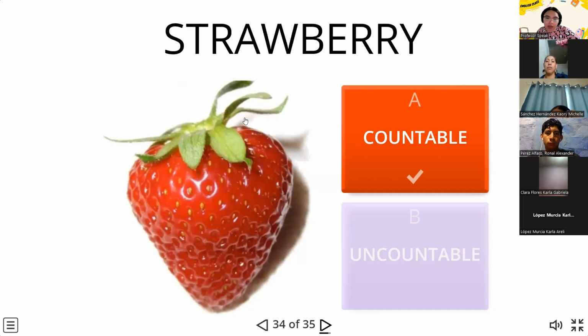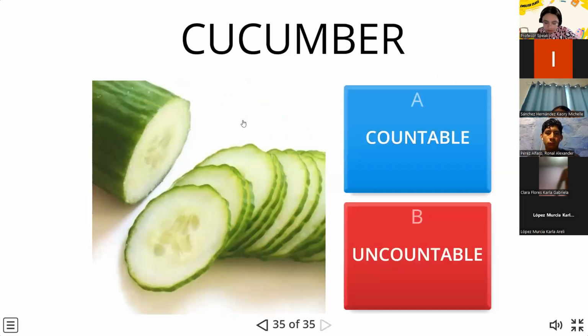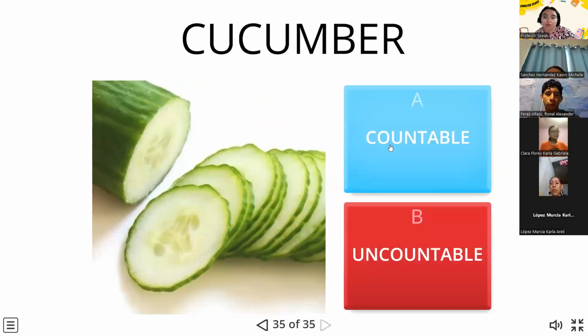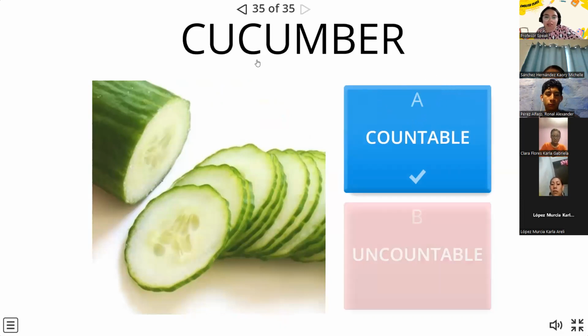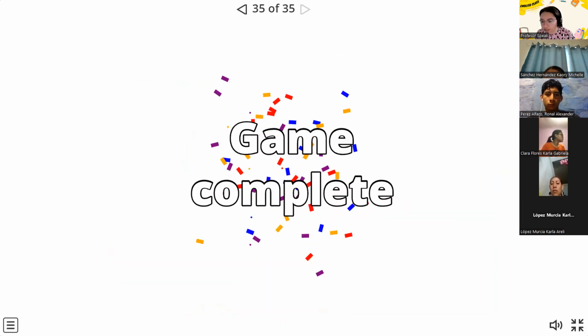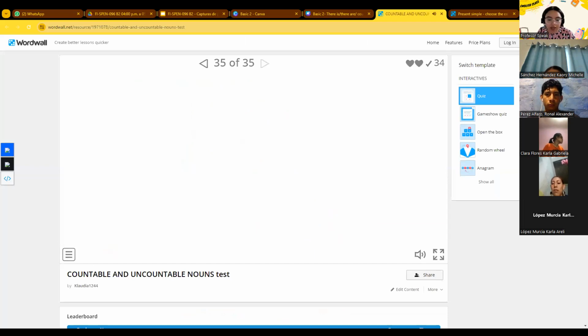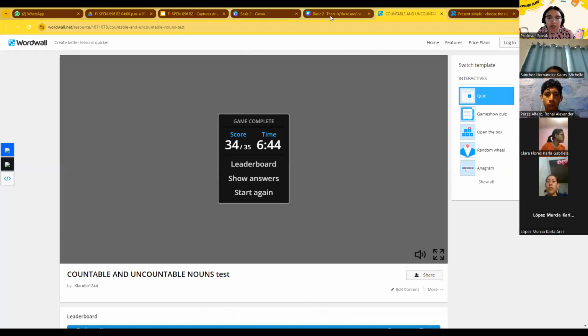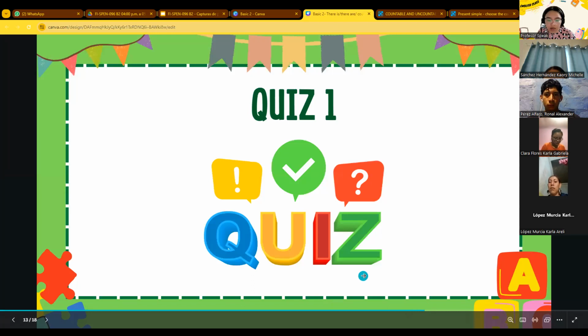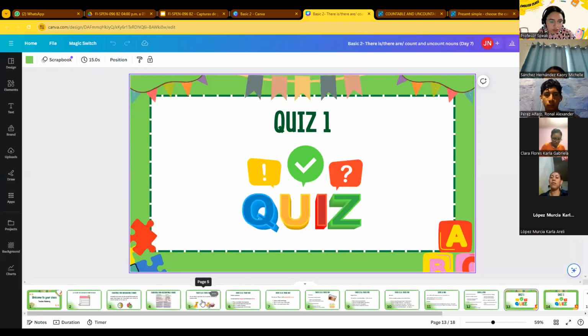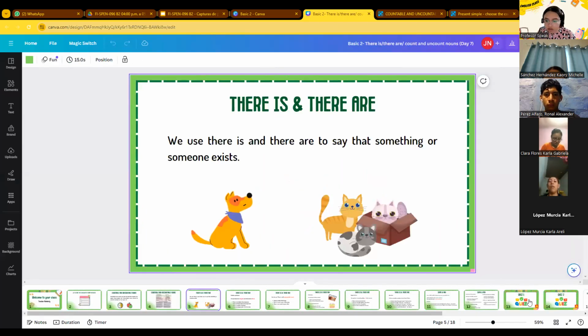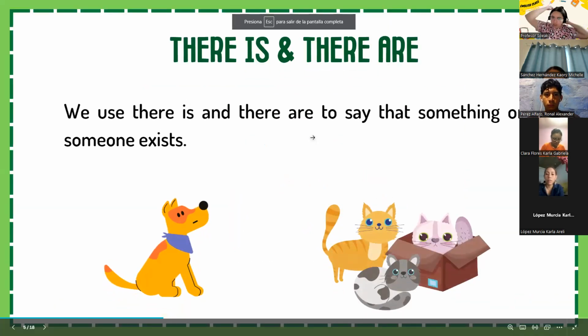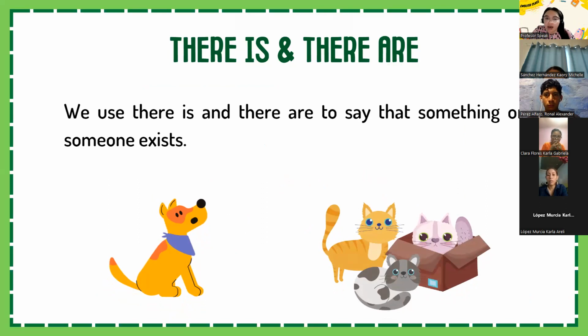And the last one we have cucumber. Countable. That's countable. Excellent. All right. You see? It's not a difficult topic. Very easy. Okay. So let's continue with the presentation, my friend. So we will continue with this topic. It's very short and very easy. Teníamos que aprender los countable y los uncountables para poder entender esto, okay?